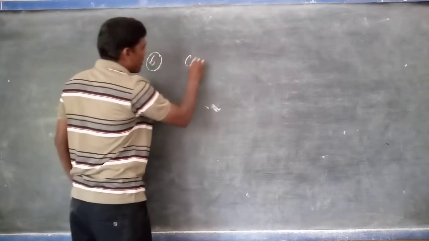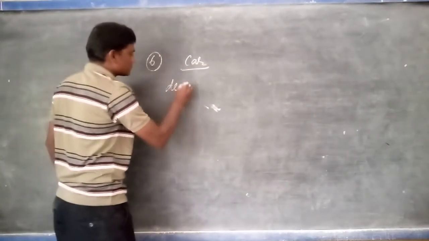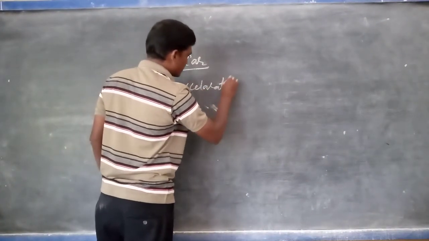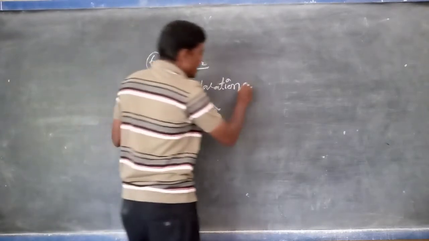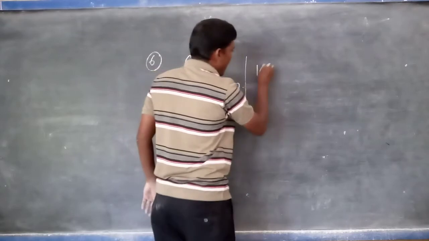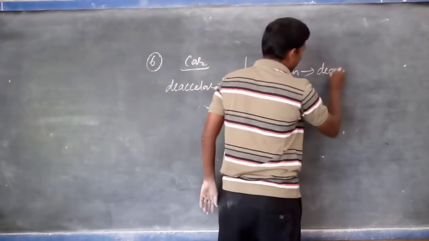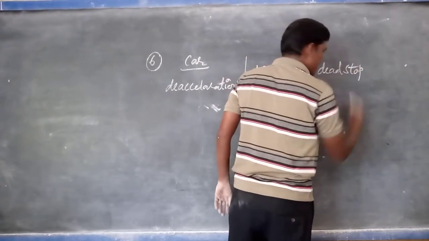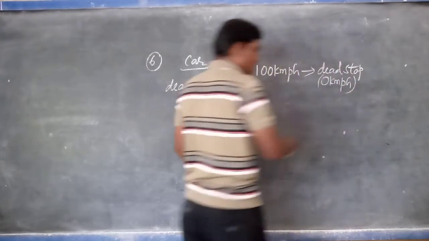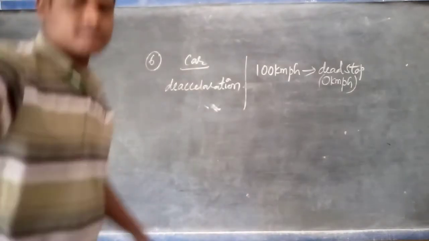So in our question, a car is there. The car is moving with deceleration. But in the deceleration, what will happen? From 100 kilometers per hour it comes to a dead stop. Dead stop is nothing but 0 kilometers per hour. That is, the dead stop means finally the car comes to the rest position.